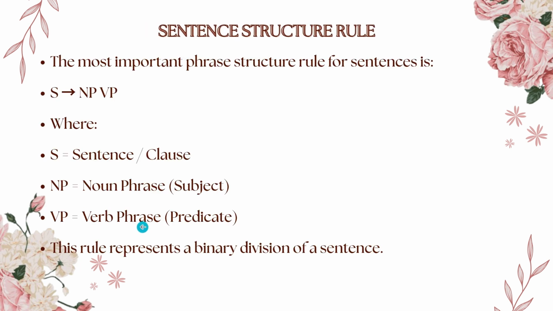The next is the sentence structure rule. Mainly, the phrase structure rule denotes the binary division for a sentence or any clause, such as capital S tends to NP and VP. NP is the noun phrase. VP means verb phrase. So where S is the sentence or clause, again it is divided into subject, denoted by the noun phrase, and predicate, denoted by the verb phrase.